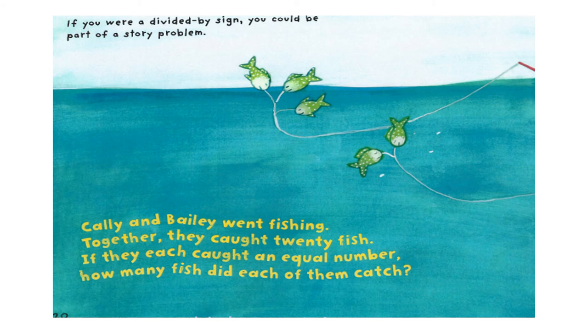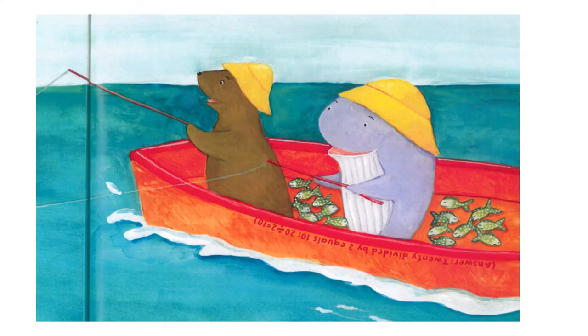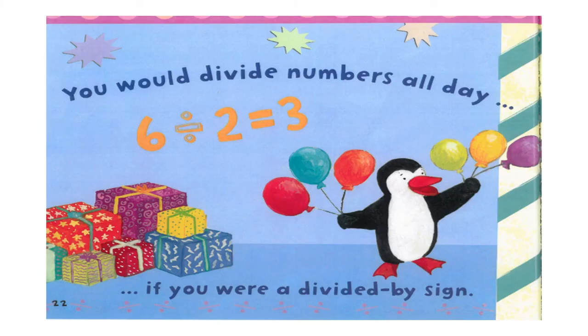If you were a divided by sign, you could be part of a story problem. Kelly and Bailey went fishing. Together they caught 20 fish. If they each caught an equal number, how many fish did each of them catch? The answer is 20 divided by 2 equals 10. You would divide numbers all day if you were a divided by sign. 6 divided by 2 equals 3. That's the end of our story.